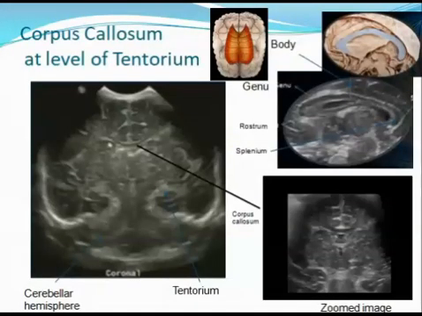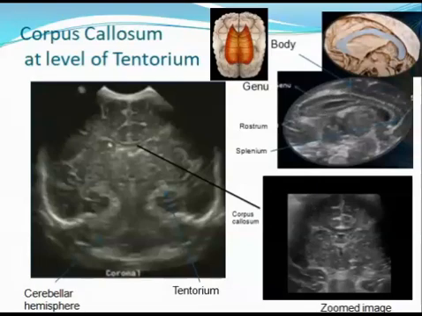Now when you move your probe a little bit more, angling towards the posterior direction, this is at the level of the tentorium. Look over here, you see these nice C-shaped structures. This is the level of the tentorium, and look over here, the corpus callosum is over here. This is a closer look of the corpus callosum. This is the sagittal view of the corpus callosum.